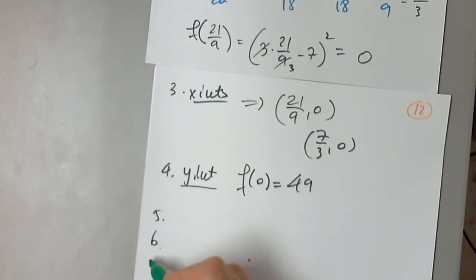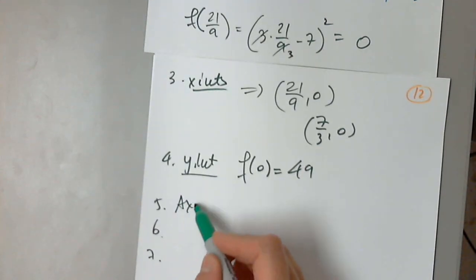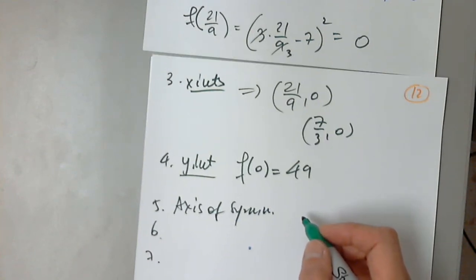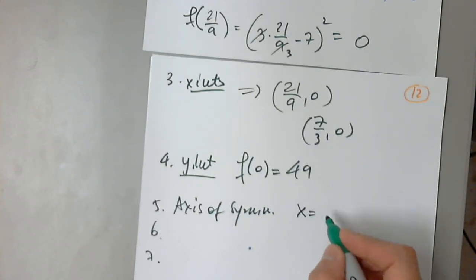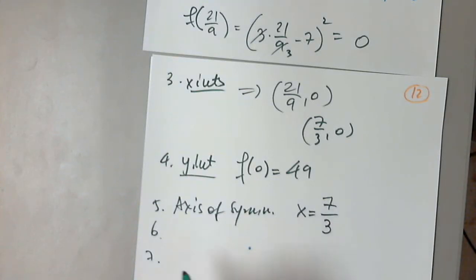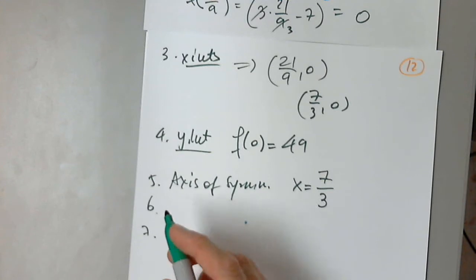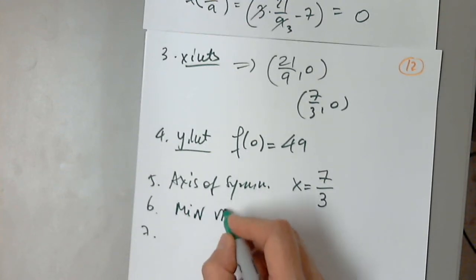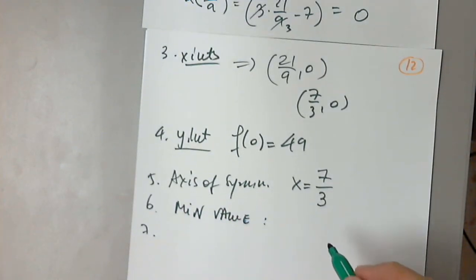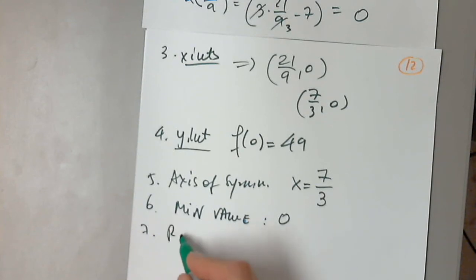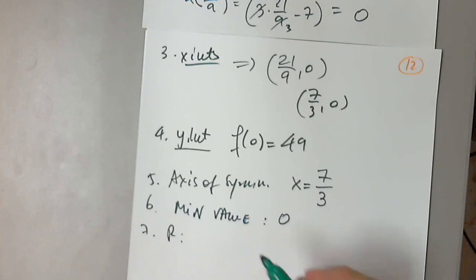So now 5, 6, and 7 are just words. Axis of symmetry: just x equals 7/3. Does this function have a max or a min? We already know it has a min. What is the min value? The vertex, which is 0. Very good. So what is the range then? 0 and up. Very good.